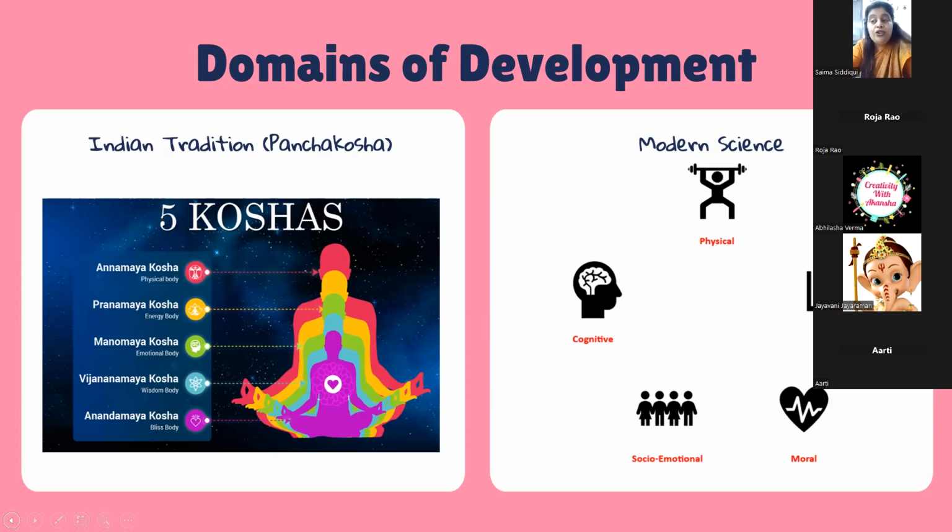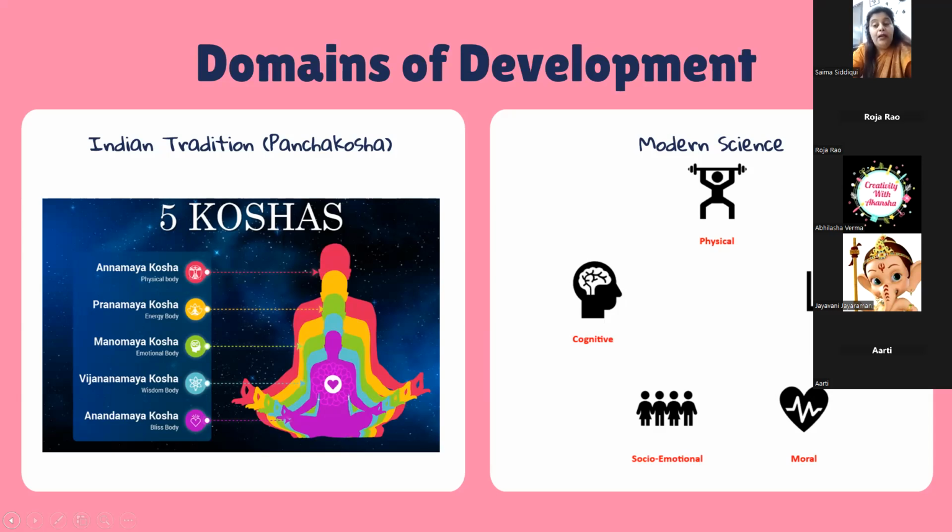The next kosha is Pranamaya Kosha, which is vital energy. It is about life, it is about breathing, it is about the emotional balance of the child, the state of emotional quotient of the child, and it also includes what physical activities the child is involved in, and whether the child is doing yoga.